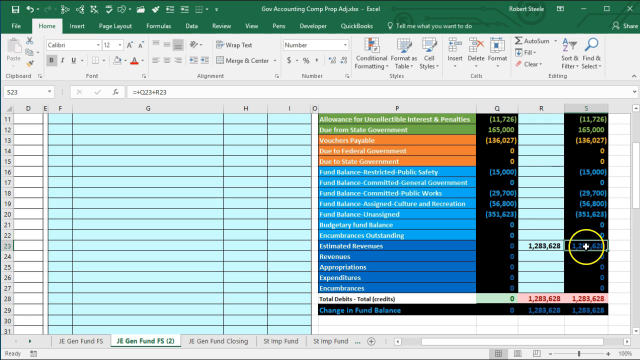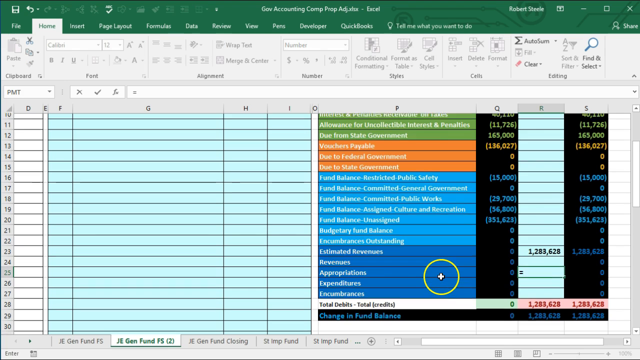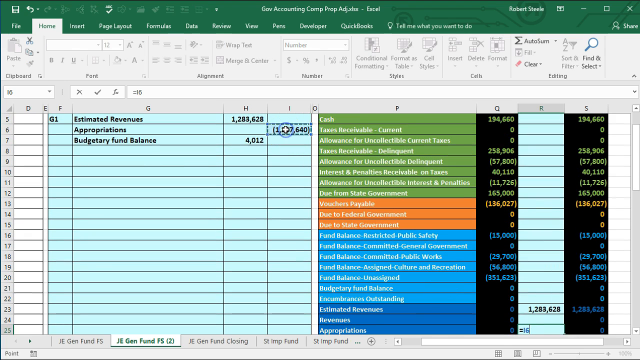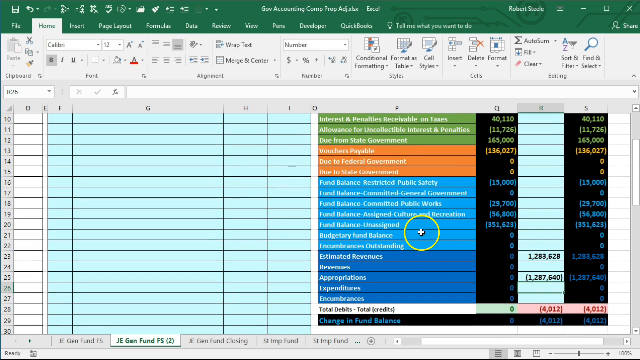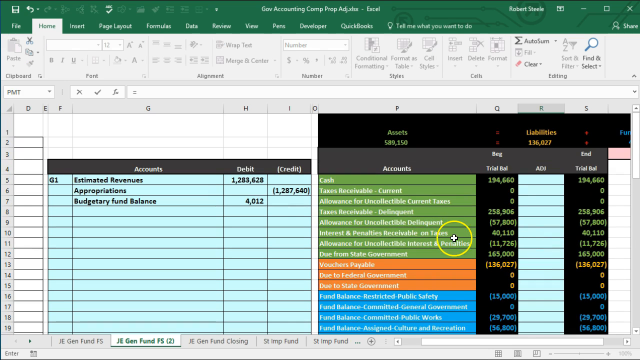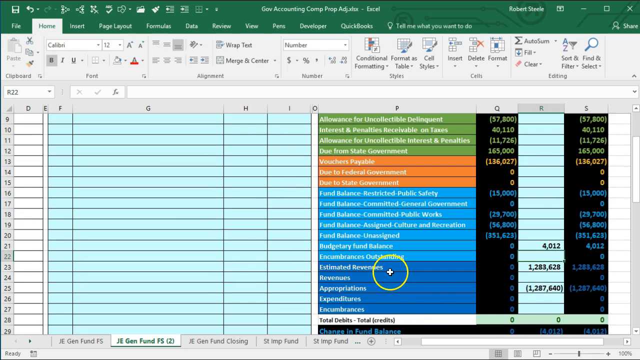So remember, we have a debit balance in the estimated revenue rather than a credit as in normal revenue. And then we're going to have the appropriations in R25 equals, and we're going to point to I6, enter. We got that there, and remember that appropriations, we have a credit normal balance here. And then we've got the difference going to the budgetary fund balance in R23 equals, and we'll point to that 4012 and enter. That should put us back in balance.